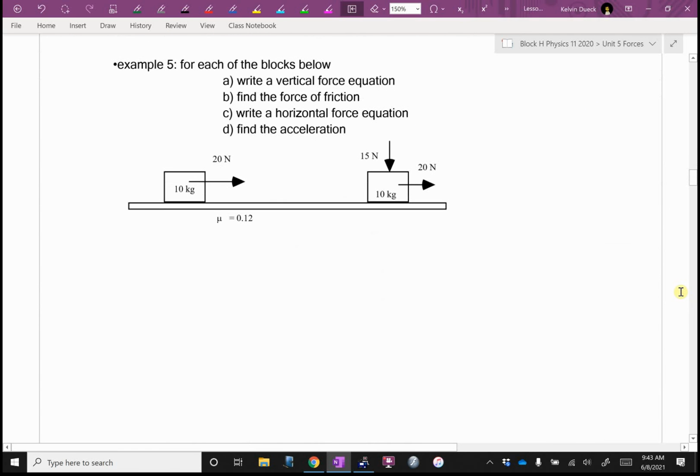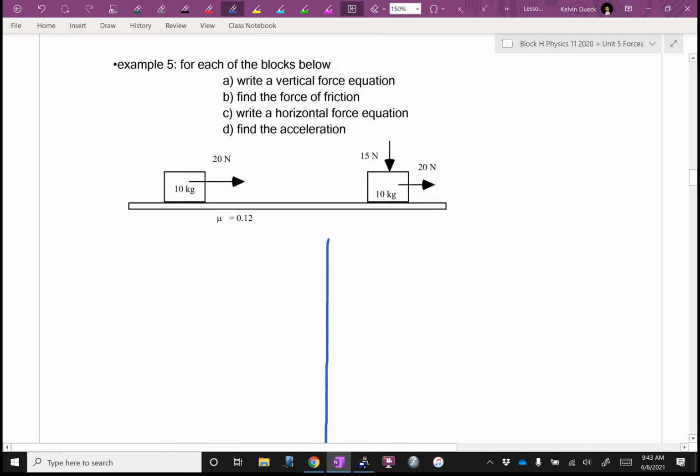Example 5. So here's an example where we can compare two situations. It says, for each of the blocks below, write a vertical force equation, find the force of friction, write a horizontal force equation, find the acceleration. I'm going to draw a line down the middle of the page. A little better than that, Mr. Duke. Okay. And I'm going to do the left-hand one on the left. I'm going to do the right-hand one on the right.